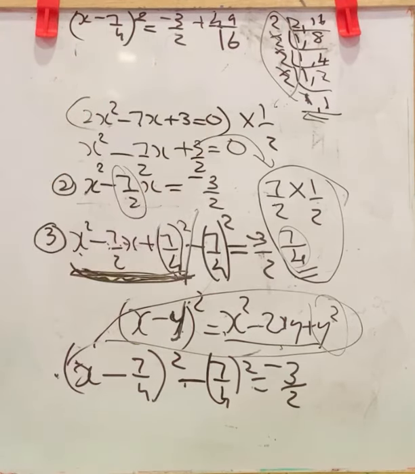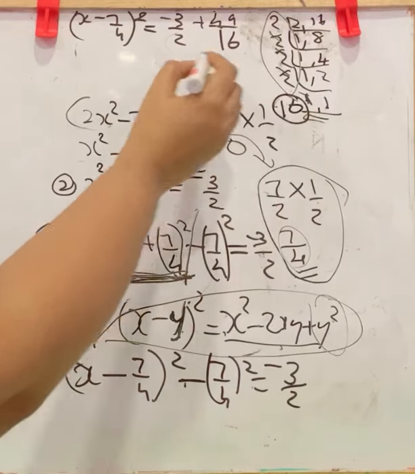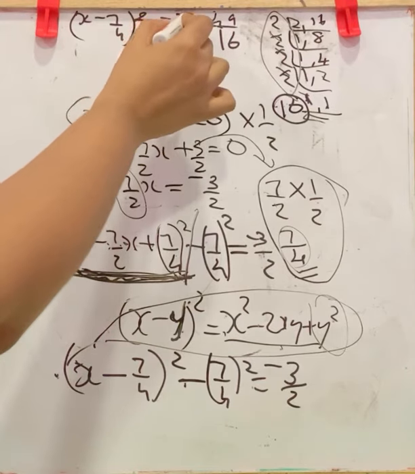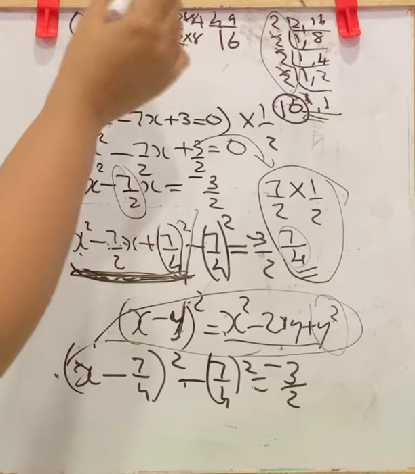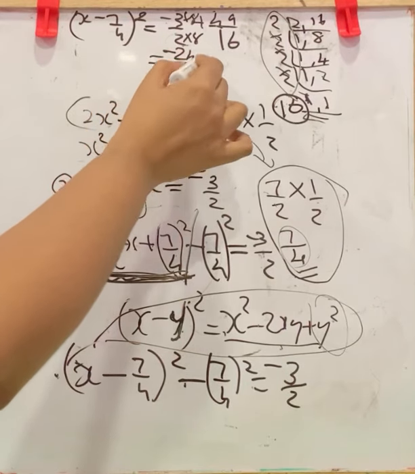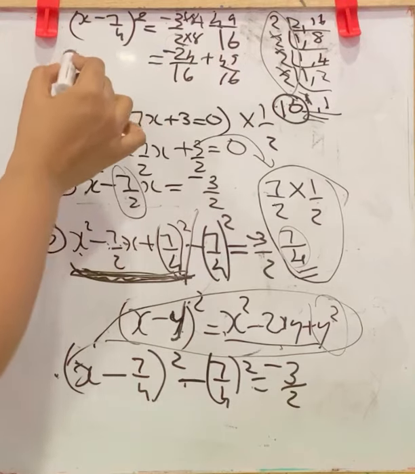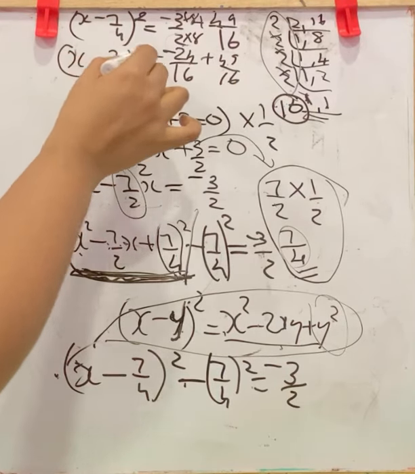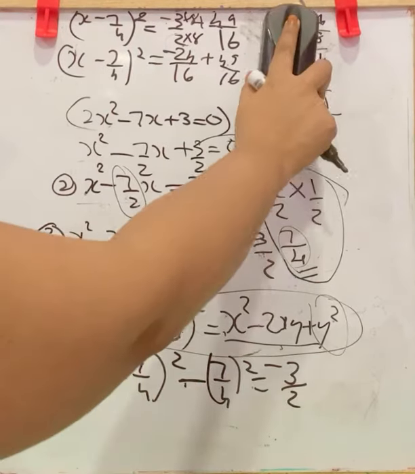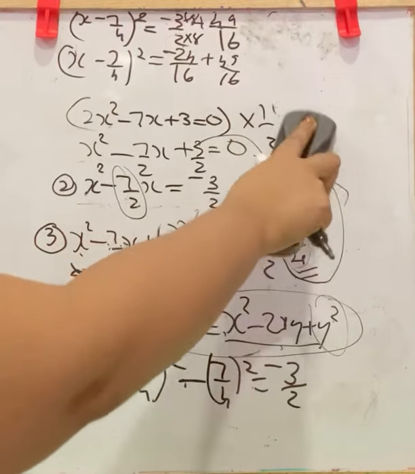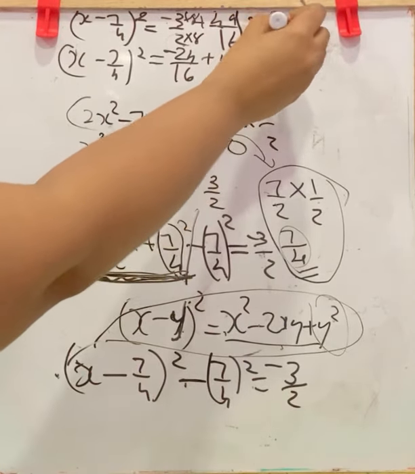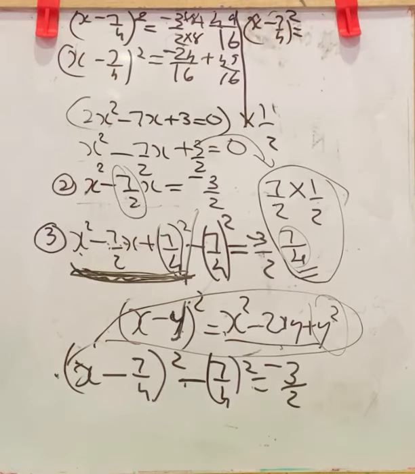So here it is already 16. This denominator we want to make it as this LCM. So we are multiplying with 8. Whatever thing you multiply in denominator, you have to multiply with numerator also. So this becomes minus 24 by 16 plus 49 by 16. Here it is x minus 7 by 4 whole square. Now we will write x minus 7 by 4 whole square equal to minus 24 plus 49.